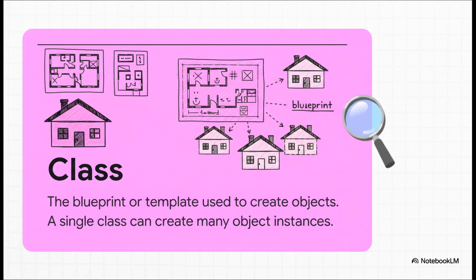Okay, so if the object is the finished house, then the class is the architect's blueprint for that house. You design the employee class just once, spelling out all the data and behaviors it should have, and then, bam, you can create thousands of individual employee objects from that single blueprint.